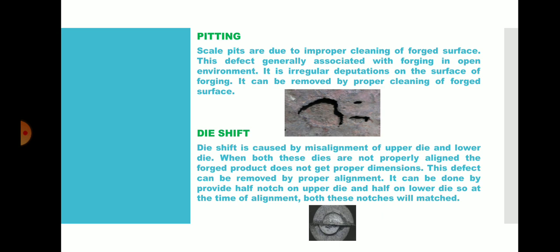It can be done by providing a half notch in the upper die and a half notch on the lower die, so that at the time of alignment both these notches will match. Or in other words, we have to clamp both dies for proper alignment.